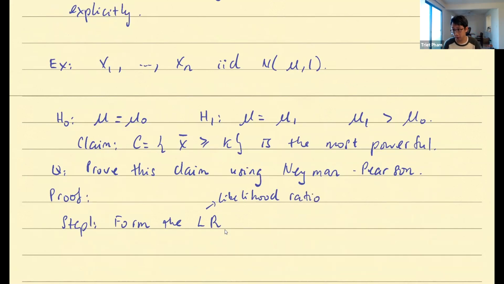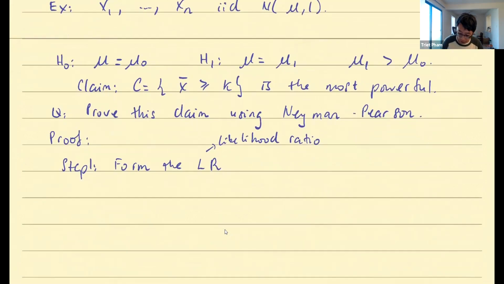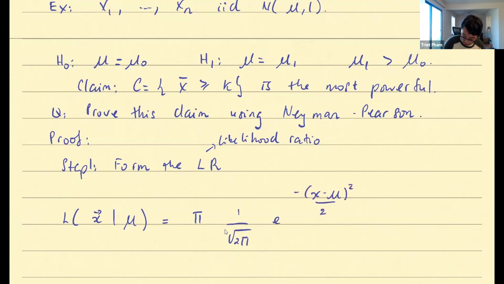What is the likelihood ratio? Well, the likelihood ratio will be the likelihood function, right? Here, given mu, it will be the product of 1 over square root of 2 pi e to the minus x minus mu square over 2. Yes, because these are normal with mean mu and variance 1.